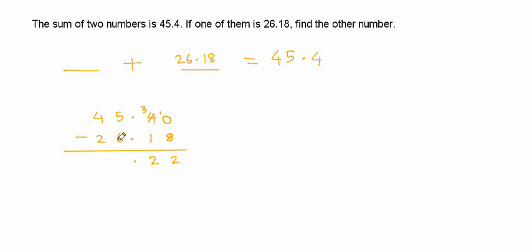5 is less than 6, so borrow a 1. 15 minus 6 is 9. Change the 4 to a 3. And 3 minus 2 is 1. So the other number is 19.22. And if you add these two up, you get 45.4 or 45.40.